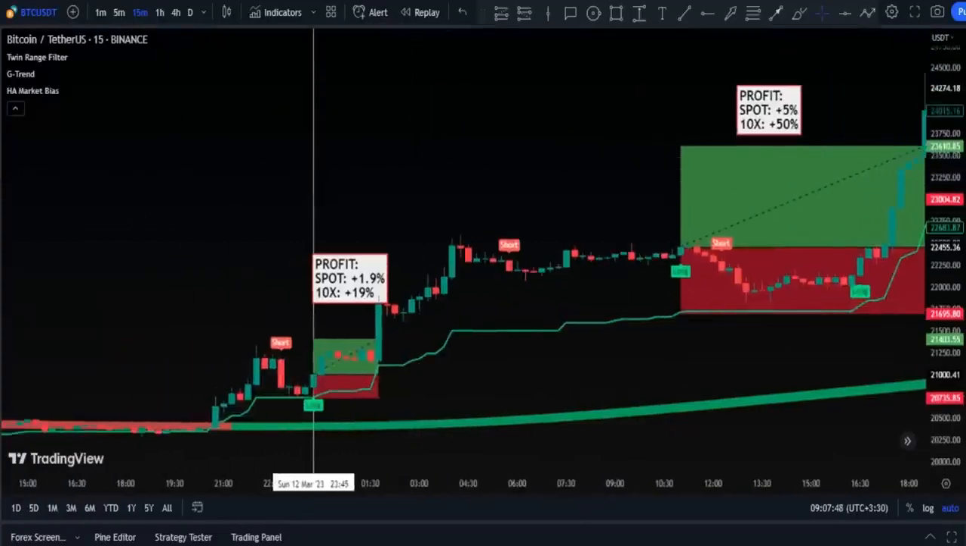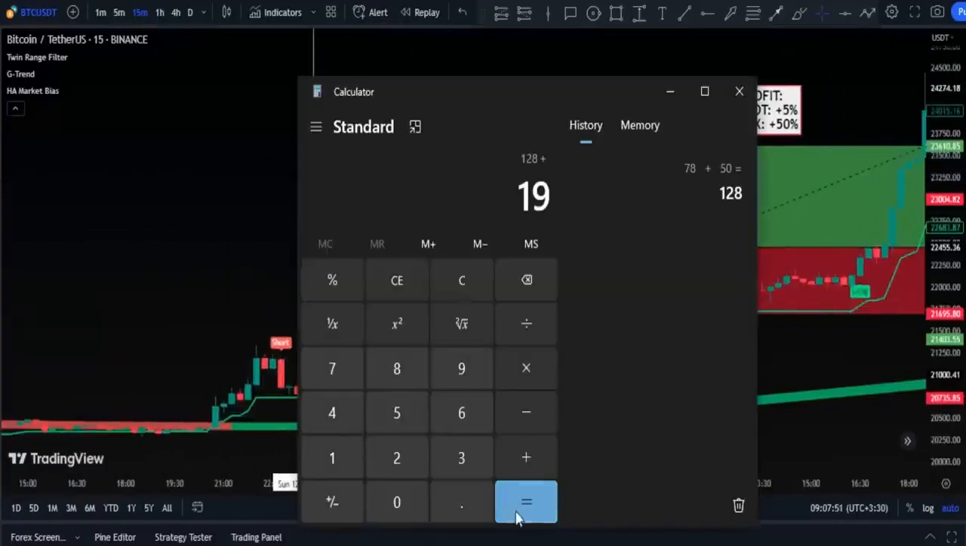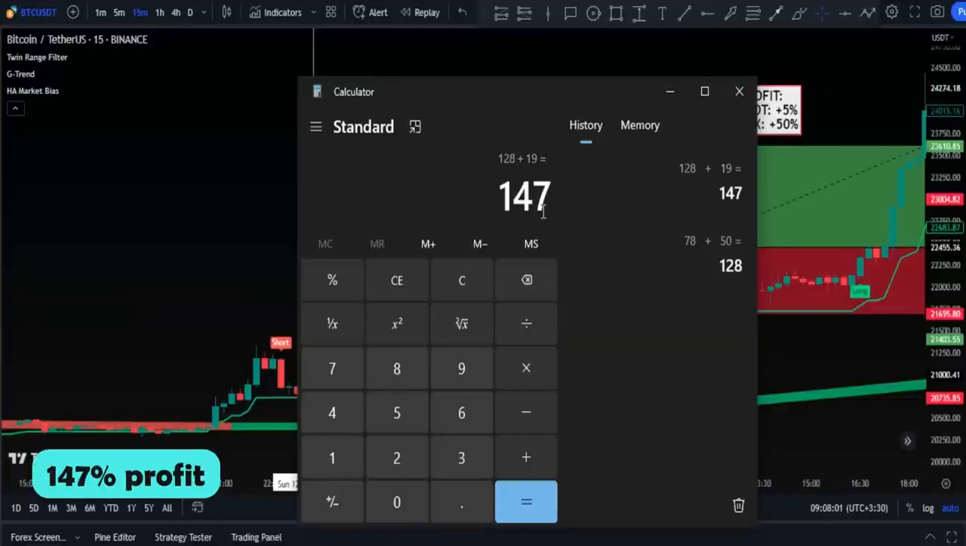As you can see, with making only 3 trading positions in the 15-minute time frame of the Bitcoin chart, we could gain 147% profit, and this is really amazing and extraordinary profit with this few of trades for a strategy.